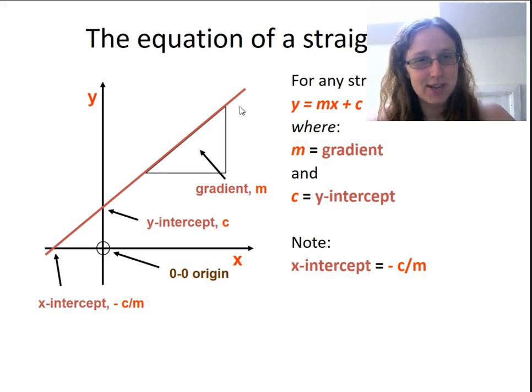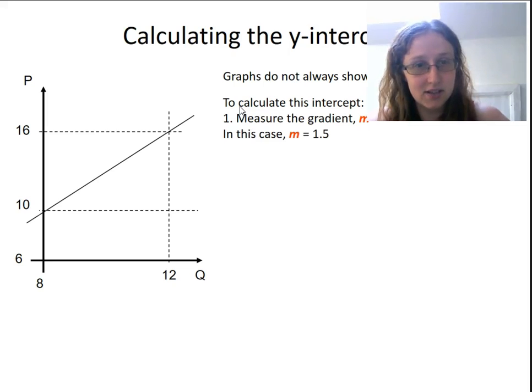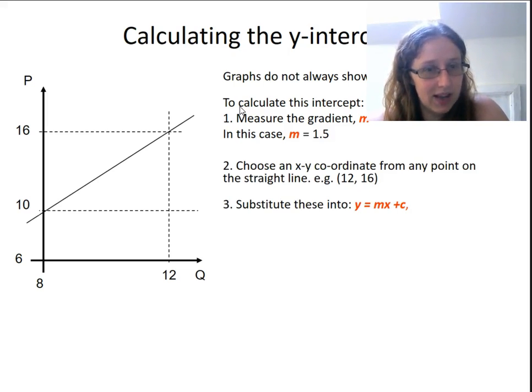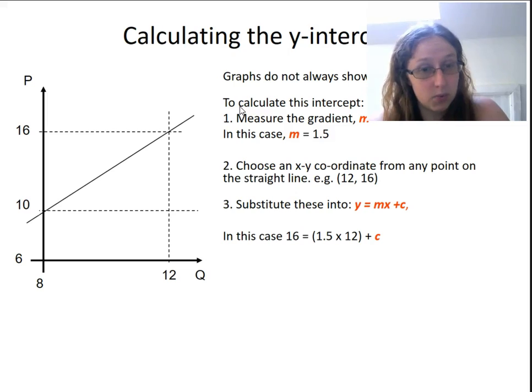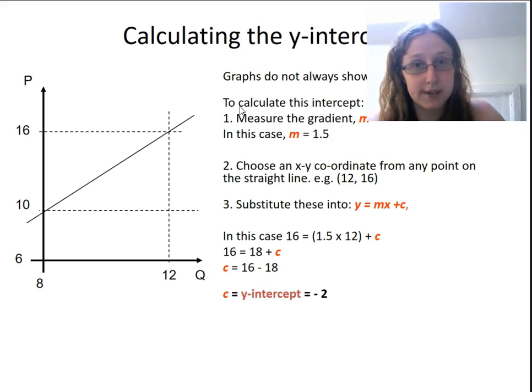So this equation is very useful because it allows us to calculate the y-intercept even if we can't see it on our graph. So on this graph, I can't just read off the y-intercept because I haven't got the origin. So what I can do is find out what the gradient is. In this case it'd be 1.5, just by using the numbers that are on there. I then pick some coordinates, so let's say 12 and 16. I substitute all those values into y equals mx plus c, which gives me 16 equals 1.5 times 12 plus c. Then I just solve for c, and that gives me the y-intercept as being minus 2. Now again, the y-intercept will often mean something, so it's useful to be able to calculate it.